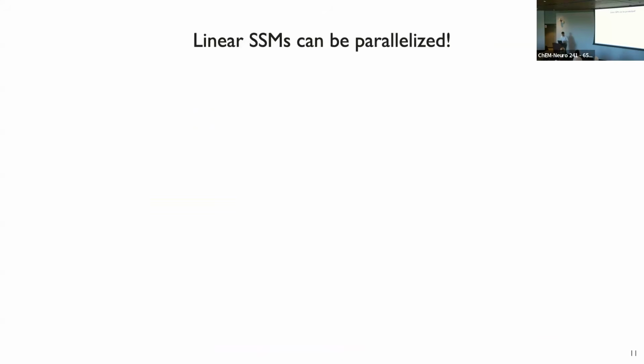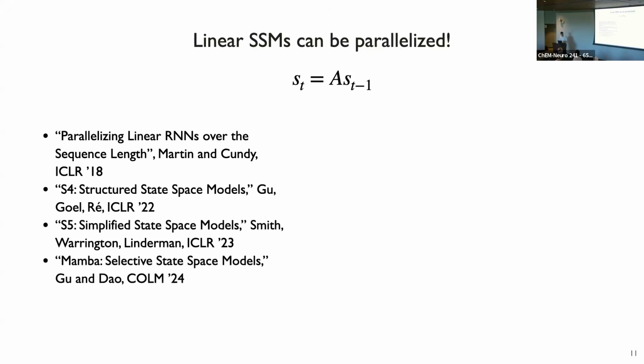Now, there are some important asterisks next to this. It was known even in 2017 that linear state space models could be parallelized. When we say linear state space model, it just means that the way we get from our state at time t-1 to our next state is by a linear transformation, or just a matrix multiplication. It was known that could be parallelized, and there were a number of very important papers written on that, and many of the authors of these papers are present here today.